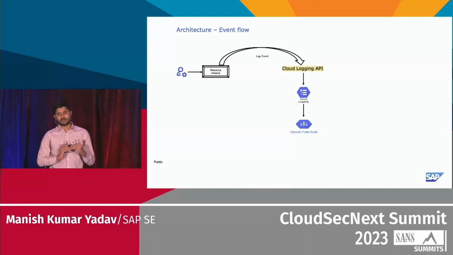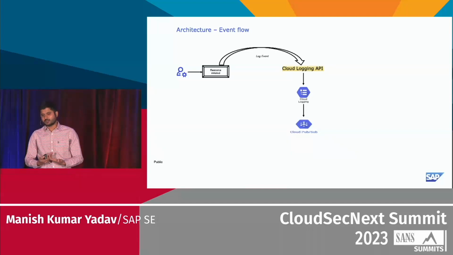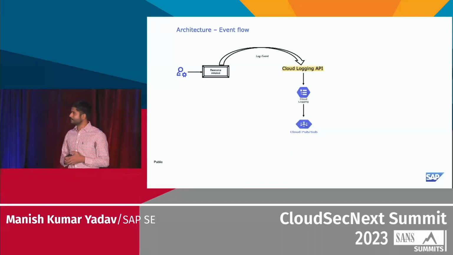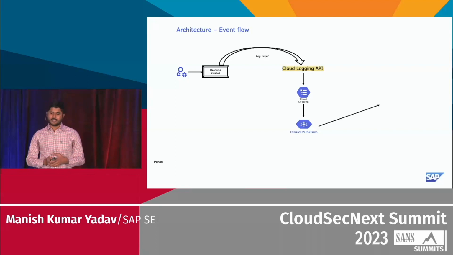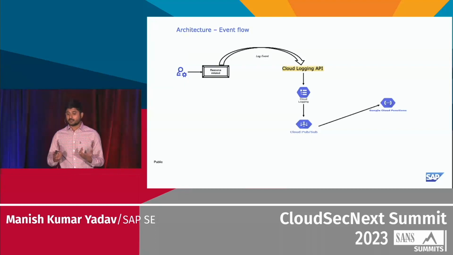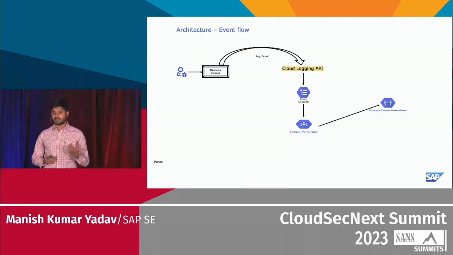PubSub messaging is one of those functionalities in Google Cloud where you take the event and send it to the PubSub, and then you can subscribe to the PubSub. If there is any matching event coming to your log explorer, you'll get it into the PubSub topic. Now the PubSub topic, there you can create a trigger to send that to your cloud function.